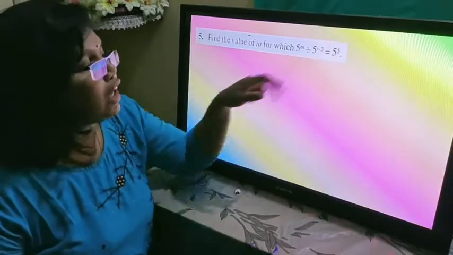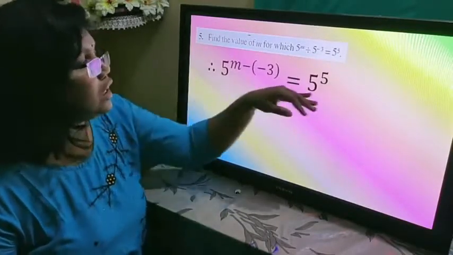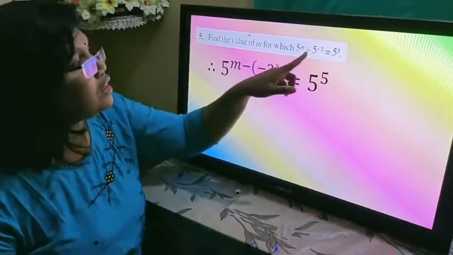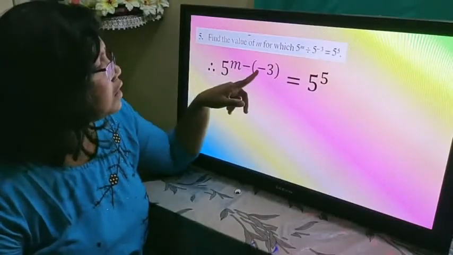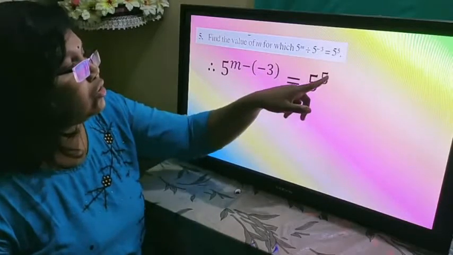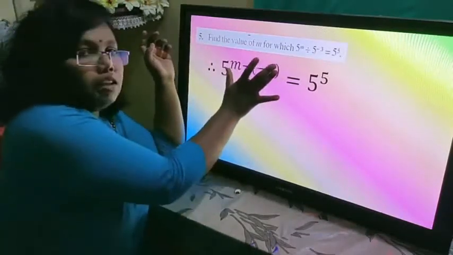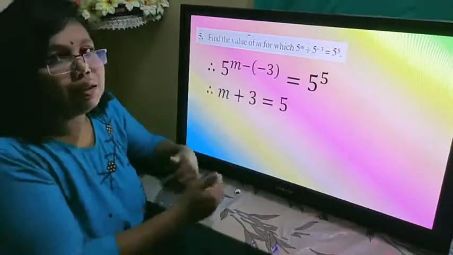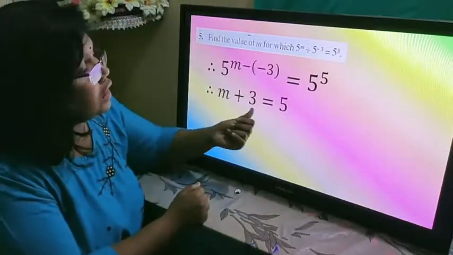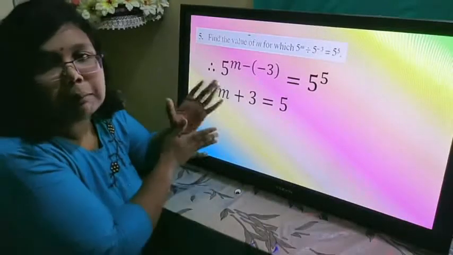Now here we have been given the expression. Since it is division, that means the powers are being subtracted. m minus minus 3 equals 5 raised to 5. Whatever the answer to this is, it is 5. That means our algebraic expression is m plus 3 equals 5. We are leaving the base aside.